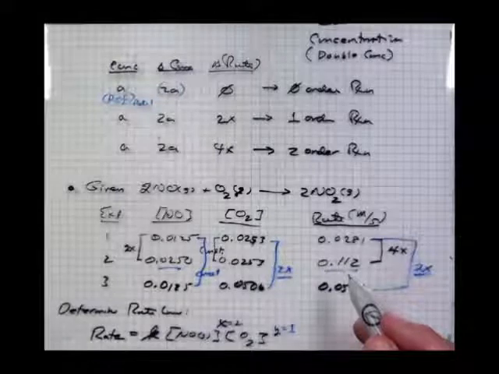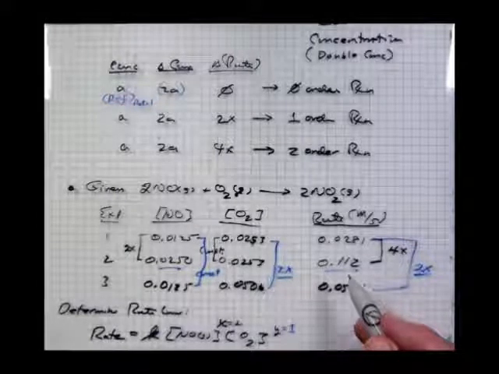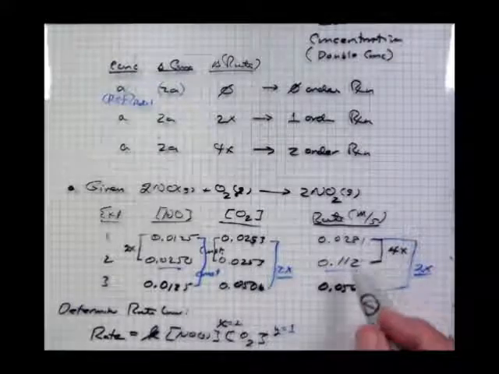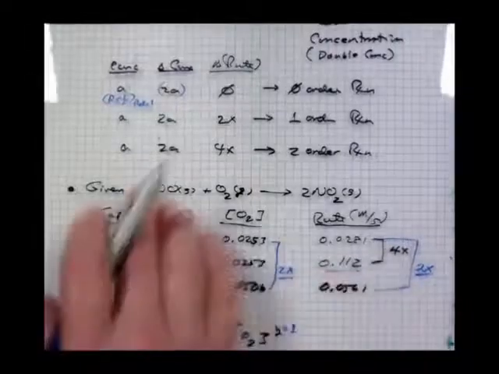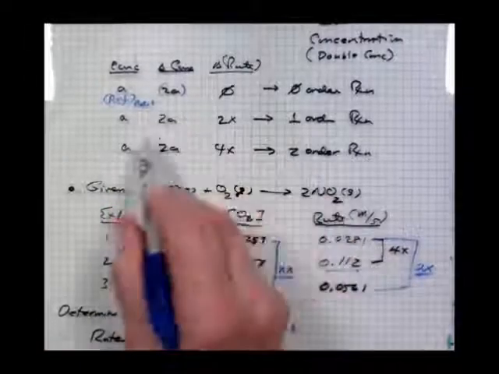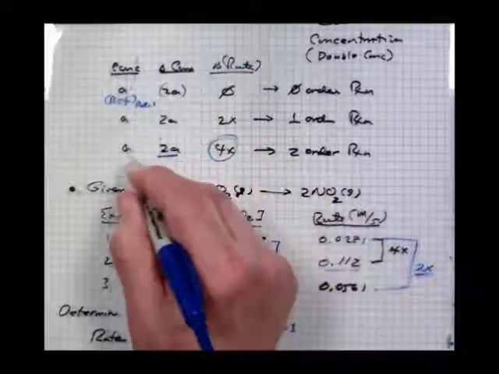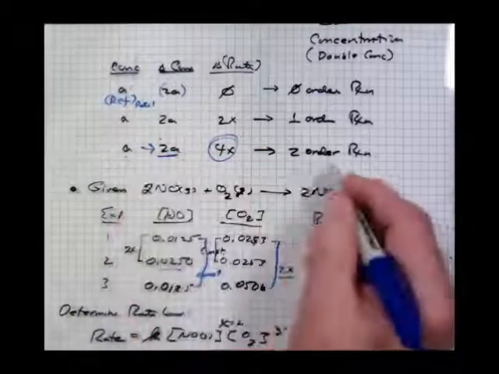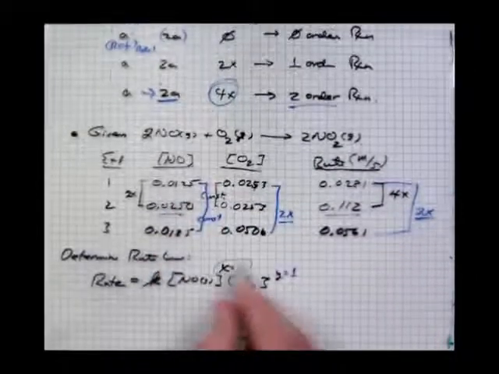Isn't that a 4 times increase? See what I'm telling you? Divide the little number into the big number. It's a 4 times increase. The conclusion, if you double and you get 4 times increase for a doubling concentration, you assign a 2 in the rate law.